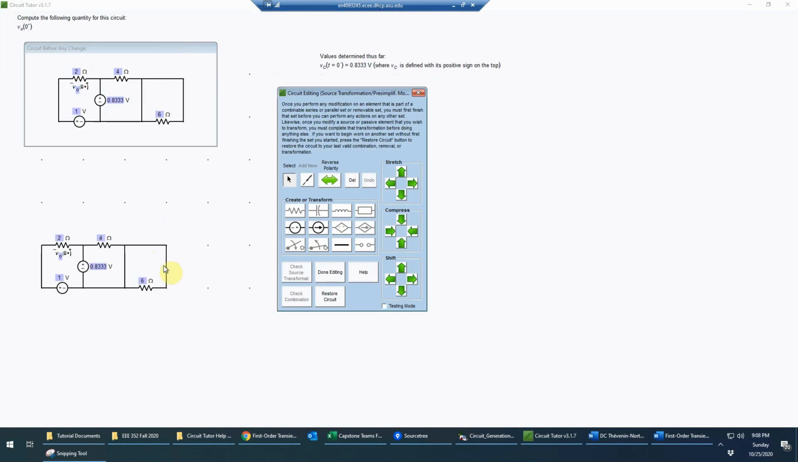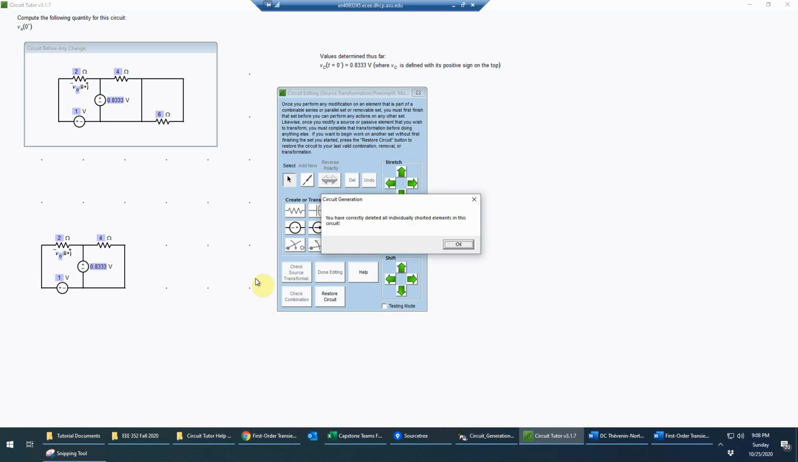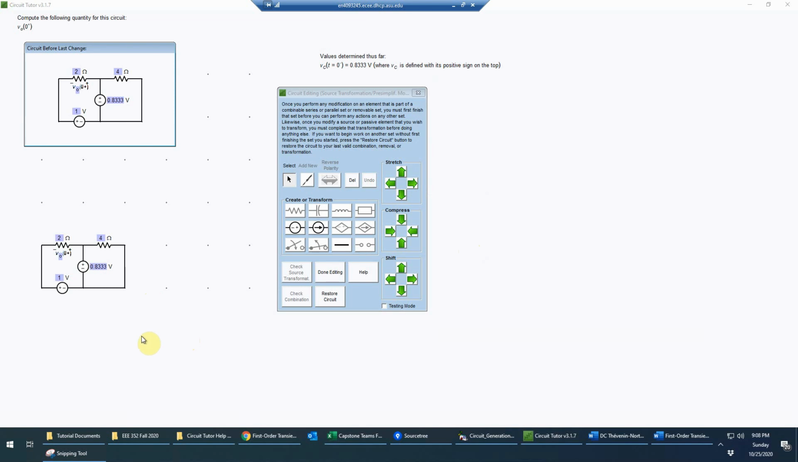And now, as I said before, this 6 ohm resistor is shorted, so it would make sense just to get rid of that because it doesn't have any voltage, therefore it cannot have any current either. It really can't have any effect on the rest of the circuit. So we got rid of that. That'll help to simplify the rest of the circuit.